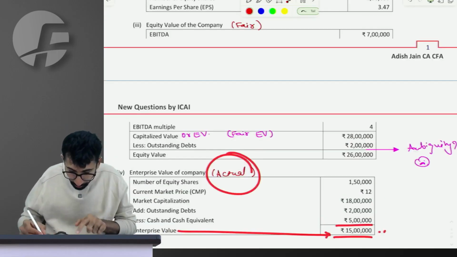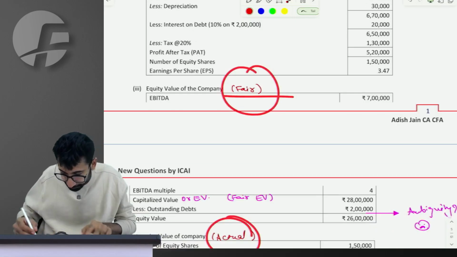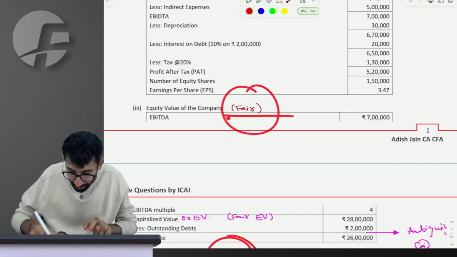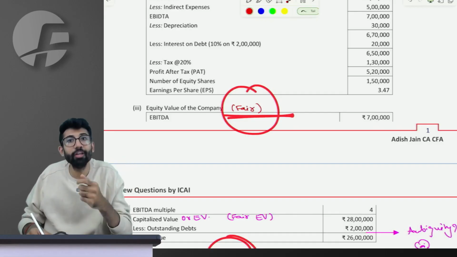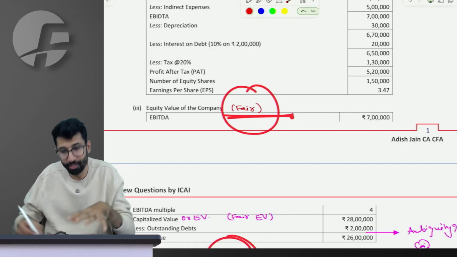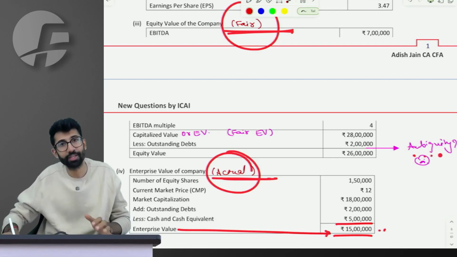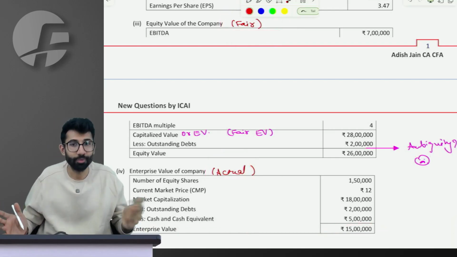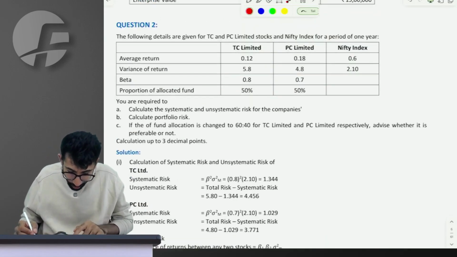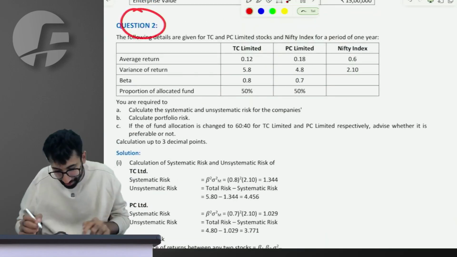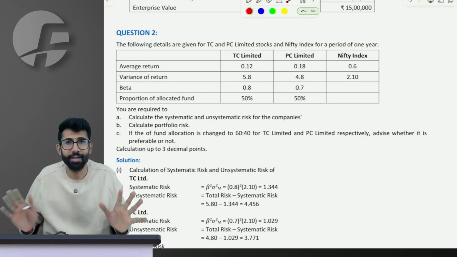This actual versus fair is the main point of understanding in this question. This ambiguity is also there, for which you don't have anything to do. Question 1 gets discussed. The second question is again a very brilliant question, basic and brilliant.